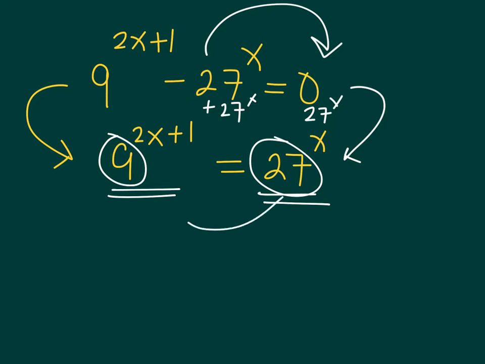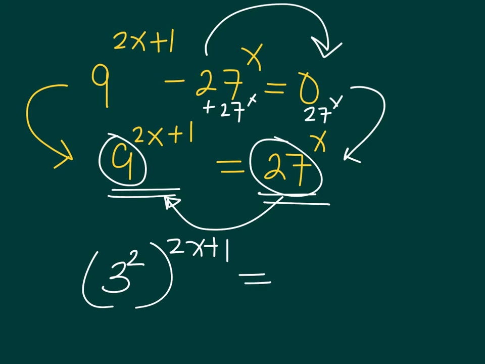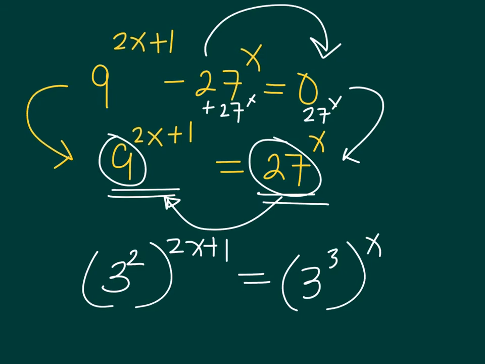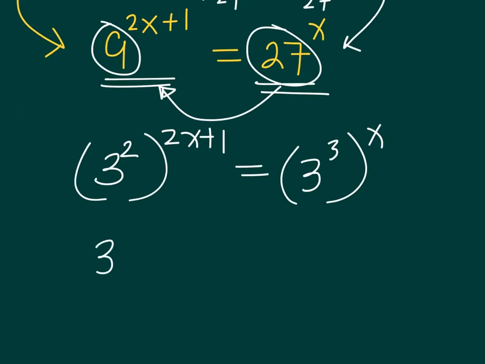However, 27 cannot be changed to 9 directly, and 9 is not advisable to change into base 27. But these two numbers can be rewritten in terms of base 3. So 9 is 3 squared, and this is raised to 2x plus 1. 27 is 3 raised to 3, and this is raised to x. And then, working with the exponents, again, you multiply the exponents. So you have 3 raised to 4x plus 2, and 3 raised to 3x.